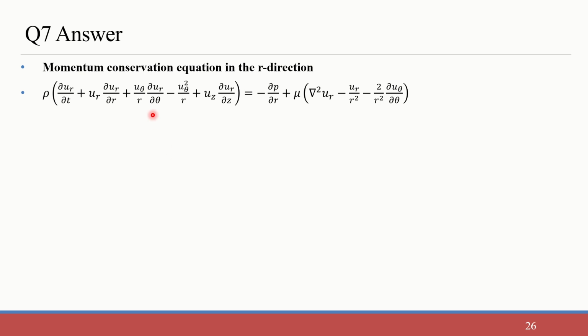So I mean, it might not be intentional, but it might be a typo. So yeah, equal to minus ∂p/∂r plus mu into del square u_r minus u_r by r square minus 2 by r square ∂u_theta/∂theta.